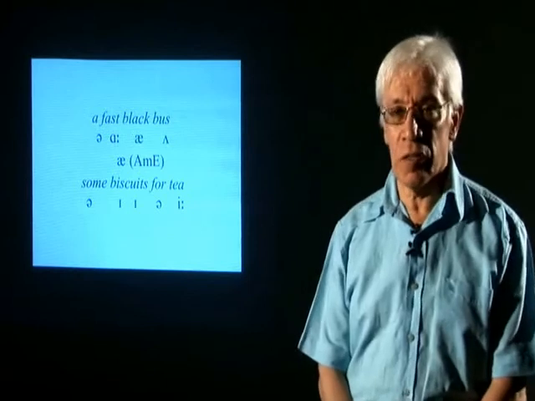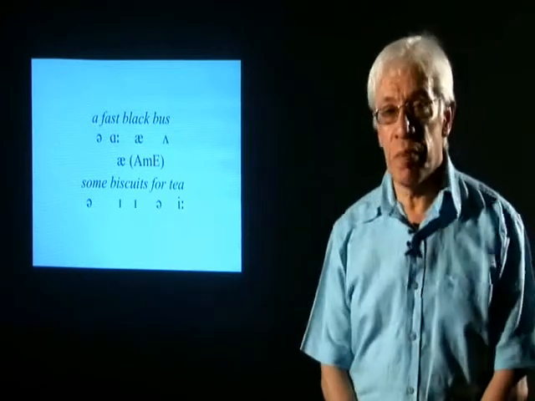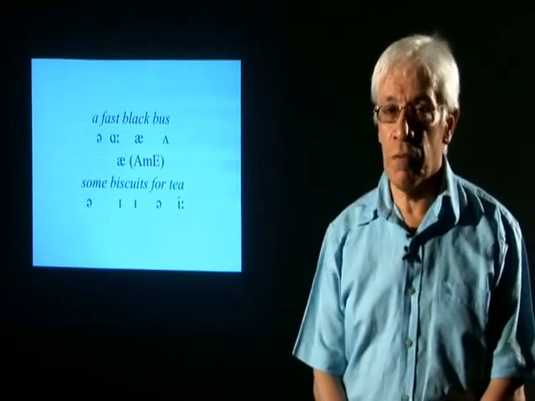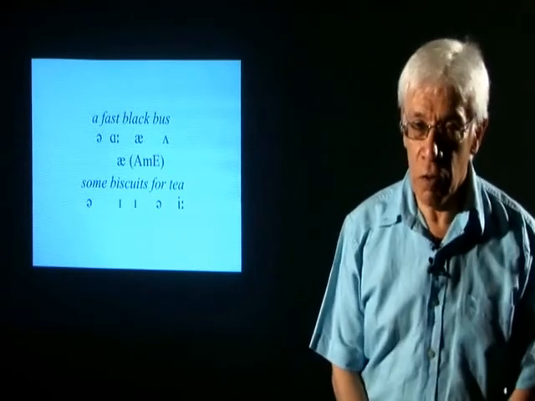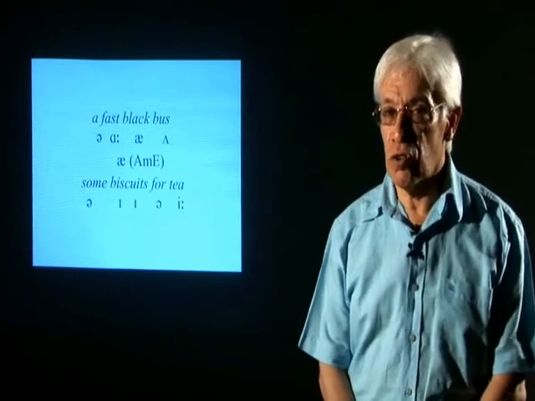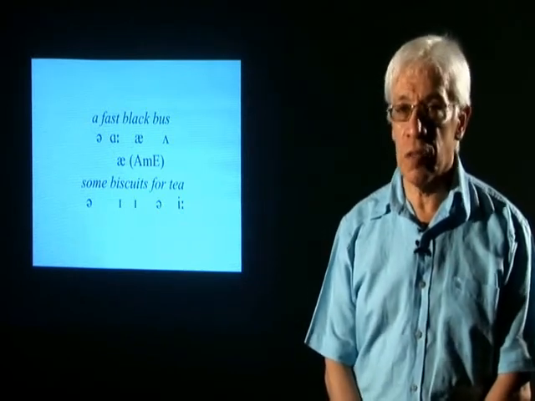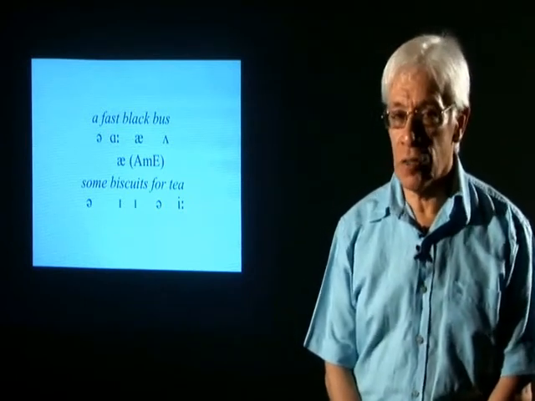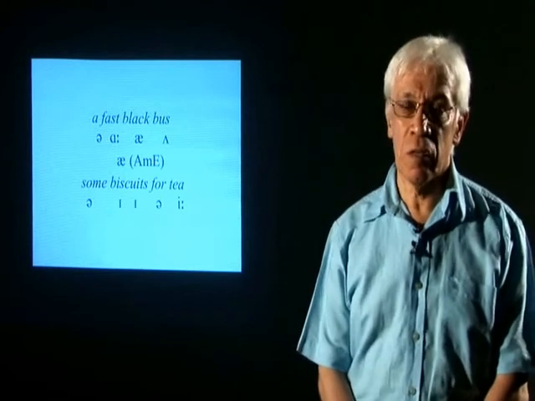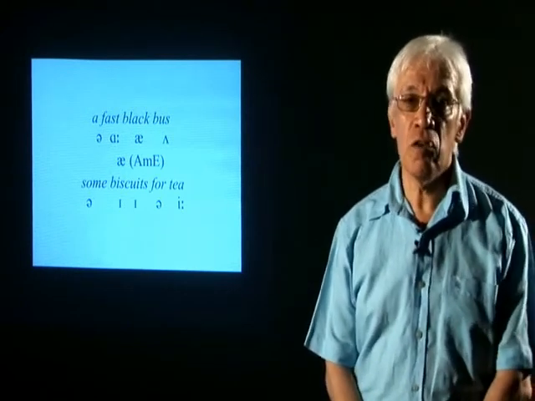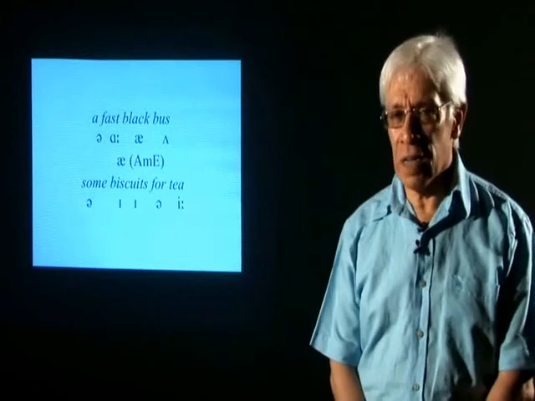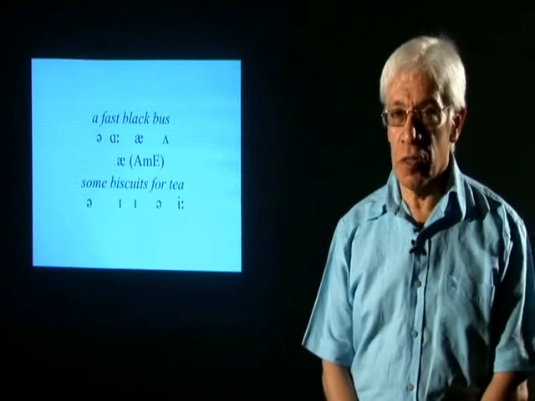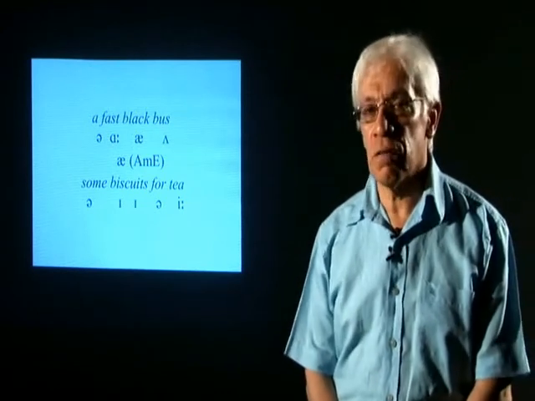Look at the second sentence. Some biscuits for tea. Here we have the problem of the first vowels, vowels numbers 1 and 2. In the sentence some biscuits for tea, we have biscuits with vowel number 2 twice. Look at the spelling for biscuits. It's an I in bis and a UI in kits. Spelling is another problem in English, isn't it? Biscuits, biscuits. But the word tea has vowel number 1.